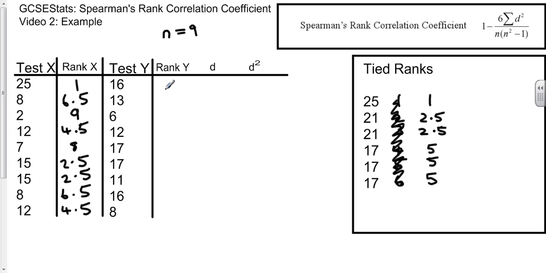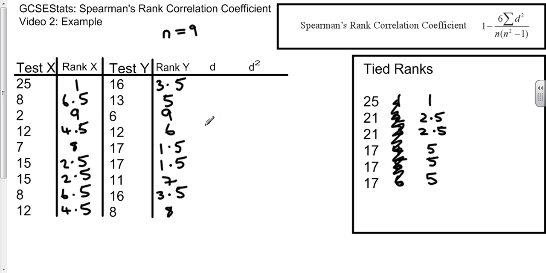Doing the same thing for the other test, the highest score was 17. So they're both going to be tied for first, and we'll take the first and second and average it out there. Moving on, we've got two 16s, which are tied for third and fourth, so we rank them 3.5. Then what have we got next? We've got 13. So we've done first, second, third, and fourth, and our first 4, so that would be fifth, then sixth, then seventh, then eighth, then ninth.